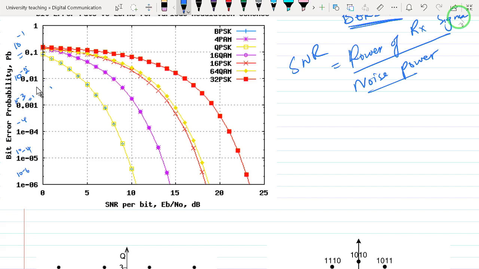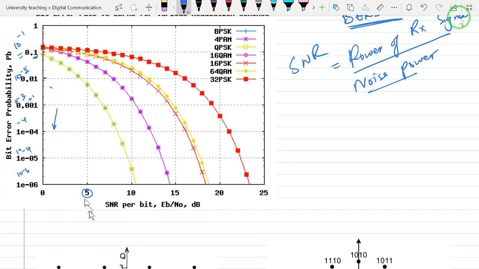And what we are saying is that if we are sending 10 bits, 1 out of 10 will be in error at this level. If we are sending 100 bits at this level, 1 will be in error. Similarly, for every 1,000 bits, 1 is in error. So as you go down, the bit error rate decreases. As you go up, the bit error rate increases.